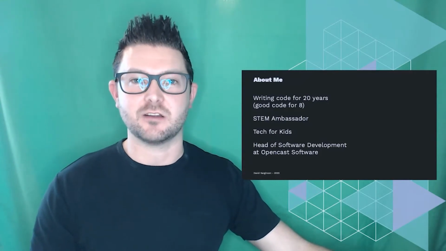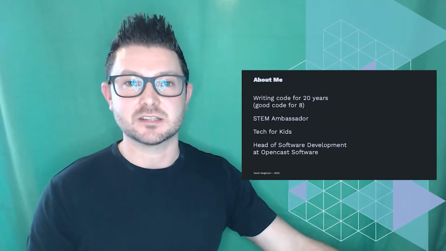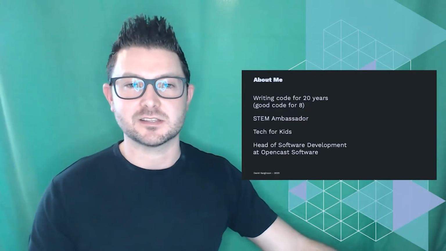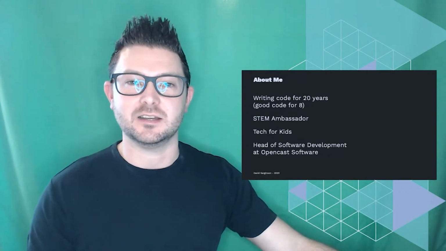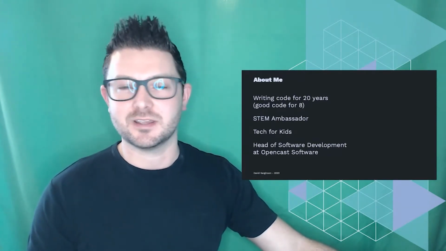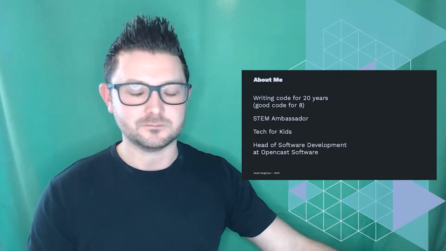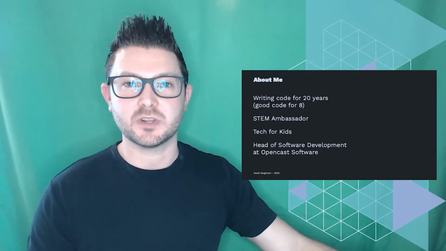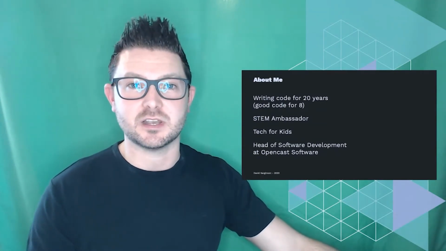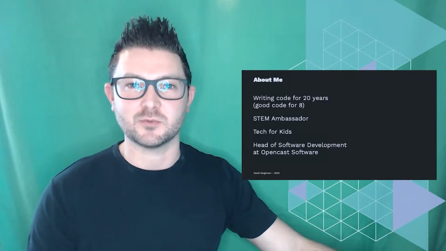I'm very proud to be a STEM ambassador and also a trustee and organizer for the Tech for Kids charity that tries to get kids between the ages of 6 and 16 interested in the STEM subjects by putting on hands-on tutorials and digital maker parties where they can build robots and program Minecraft till their hearts are content. I'm also currently the head of software development practice at Opencast, which is brilliant because I get to work with lots of amazing people and help them write good software.